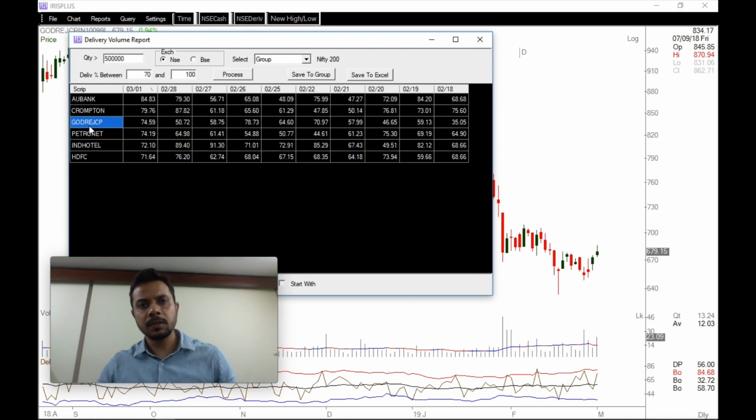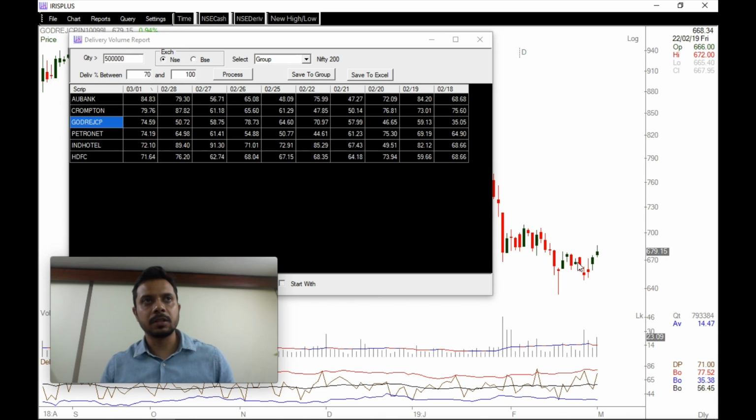Godrej CP, now this might look a little bit more interesting than the previous 3. Volumes are greater than the average. Delivery percentage is moving up. It is close to the upper Bollinger Band. Recently, we had seen spikes of this percentage going up. We had one day over here, which was a high volume sell-off. Overall, is this a stock which is bottoming out? That's exactly the information that the delivery percentage can give you.